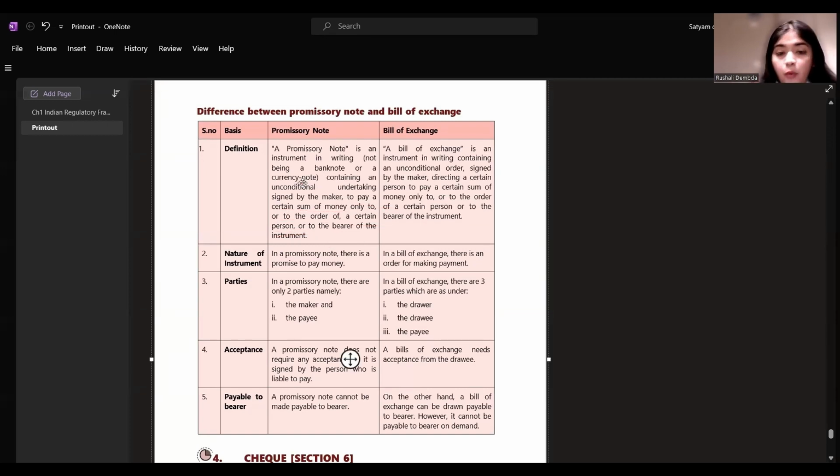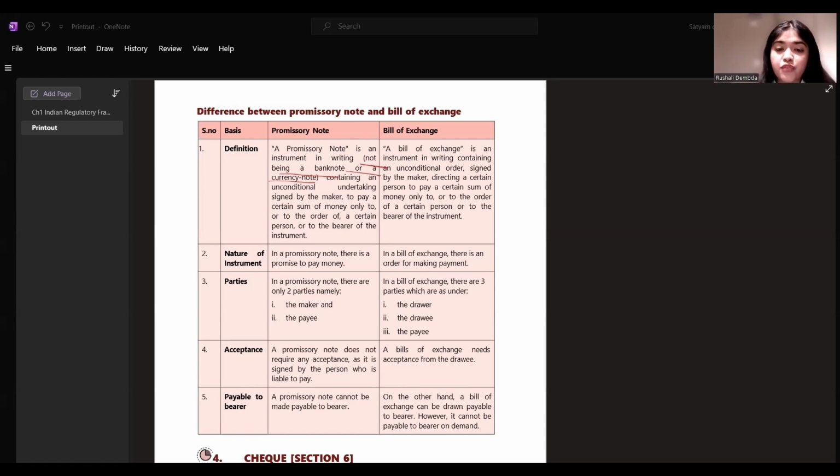The only highlighting point in a promissory note will be this: not being a bank note or currency note. This is the differentiating point between both of them. More or less the definition is the same for both of these. It should be signed, it should be unconditional, and it should contain a recording. So, promissory note and bill of exchange. The definition of both contains more or less the same thing. The only differentiating point is that a promissory note cannot be a bank note or a currency note. Rest all things are the same.